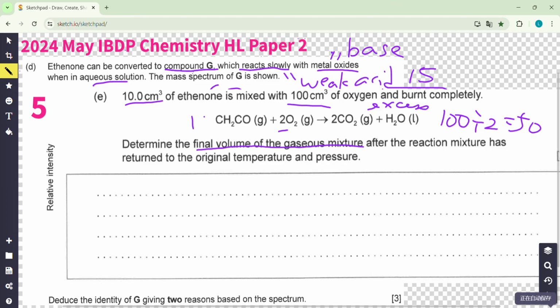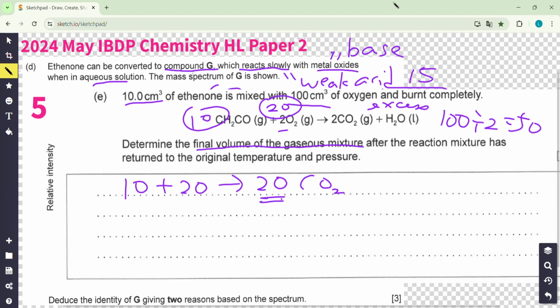So 10 cm cube, we have with 20 cm cube of oxygen. I'll write down. So 10 cm cube with 20 cm cube of oxygen becomes 20 cm cube of carbon dioxide, right? So 30 cm cube final. And then even though oxygen is used up, what is left behind for oxygen? Before it's 100, so 80 is left behind. So add together, the final should have 100 cm cube.